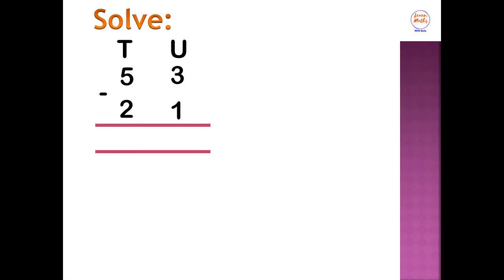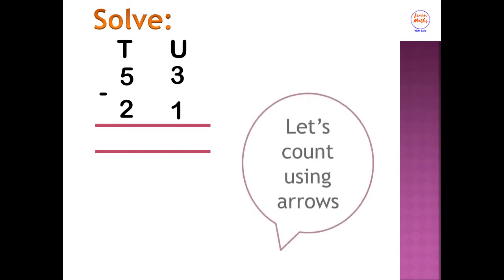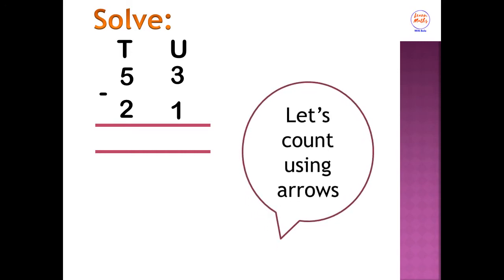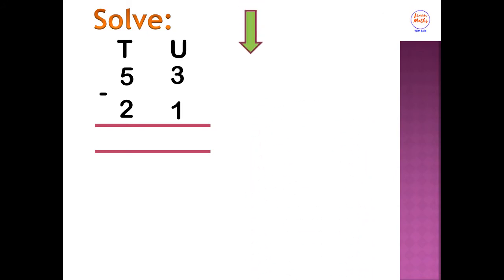Let's solve. We have 53 minus 21, the tens and the units. So I'm going to represent what we'll use to count with arrows. So I will be counting arrows. So let's write 3 arrows. We always start from the unit part. Don't forget, I mentioned that in the addition video that I did before. Always start from the unit part of it.